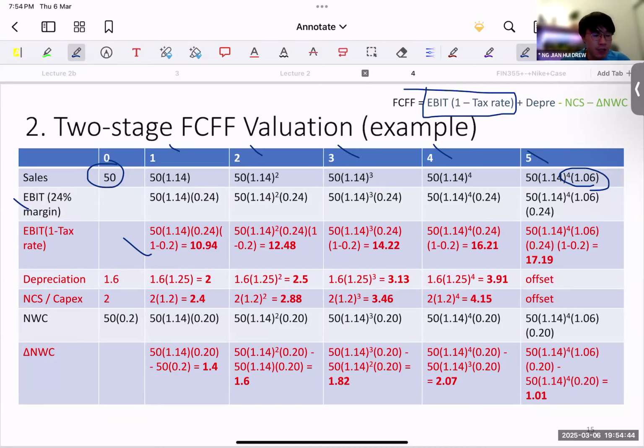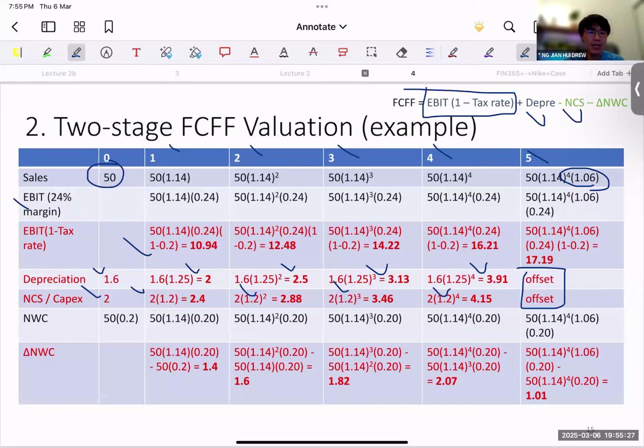Depreciation in the question, if you flip back to the previous page, we know that it was given at 1.6, and then depreciation grows at 25% every year. So depreciation keeps on increasing, but there is an offset between the depreciation and NCS at a normal growth, right? But when we are at exponential growth, our NCS keeps on increasing at 20%. So we start off with 2, we keep on increasing 20%, 20%, 20%, 20% like this. So we have determined our depreciation and our NCS here.